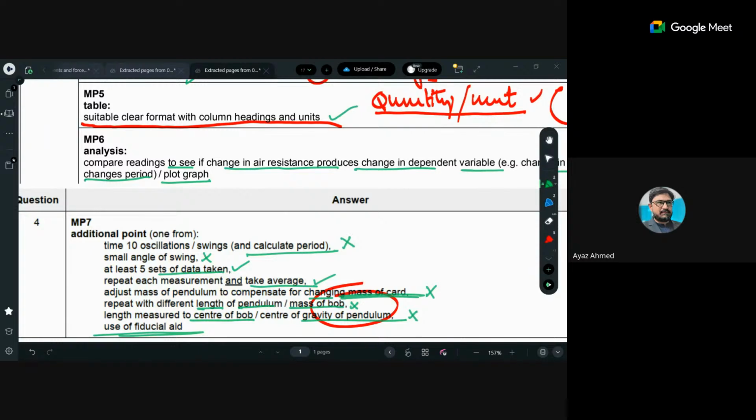So we have considered 1, 2 out of these all. So for additional points, 1 out of these all is enough. So you will get one more mark here.